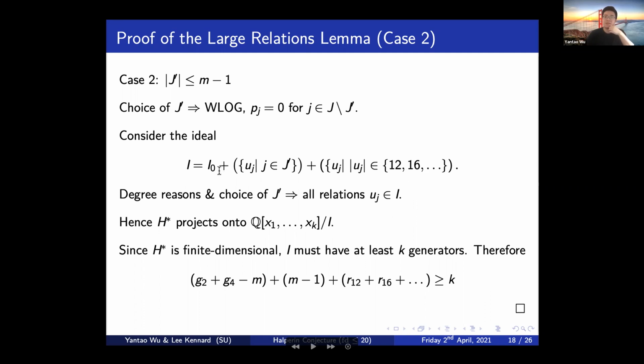So we can count that the first part L0 will contain the number of generators of degree 2 plus the remaining generators of degree 4, so it's G4 minus M. The second part, by the assumption, this set is bounded by M minus 1. And the third is just the number of relations of degree 12 plus the number of relations of degree 16 and so on. So as the last step, the sum of the 3 parts is bounded below by K. When we move the first two parts to the right, we get a lower bound on the number of large relations. Let's finish the proof.